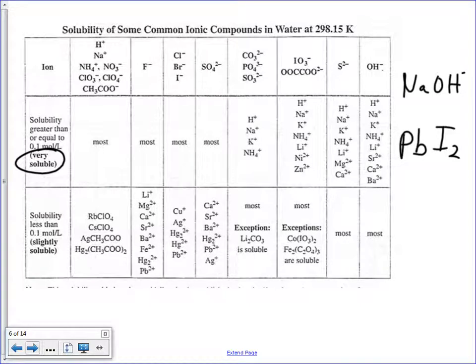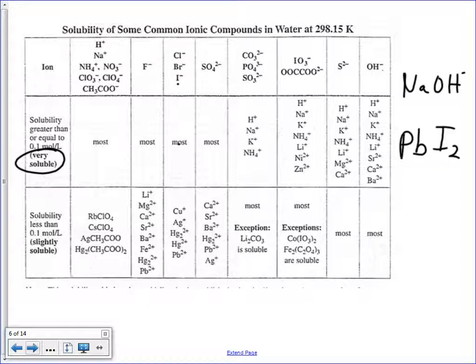Lead 2 iodide. All right, so we look up iodine on here. Iodine is right here. It says it is soluble with most things, but it is not soluble with copper, silver, mercury of either charge, or lead too. So is that stuff soluble or not? It is not soluble. That stuff would be a precipitate. In fact, it is a bright yellow precipitate. Everybody follow me there?